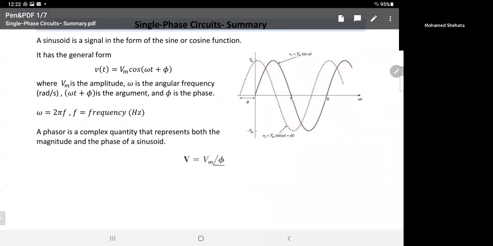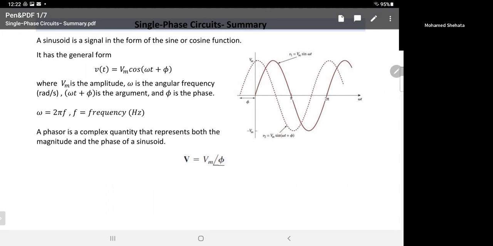Usually in AC sinusoidal voltage or current, we use the phasor concept. And the phasor concept will be the voltage, in bold like that, equal Vm, and then you just put the angle phi. What about if it starts from zero? You put Vm at angle 0. And you want to make sure of the angle, whether it is in radians or degrees.